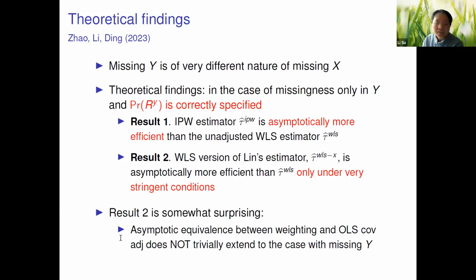I think it makes more sense if you combine the missing outcome and the missing covariates together, because those are very practical problems in reality.